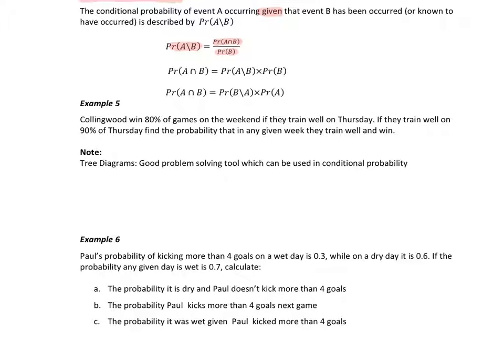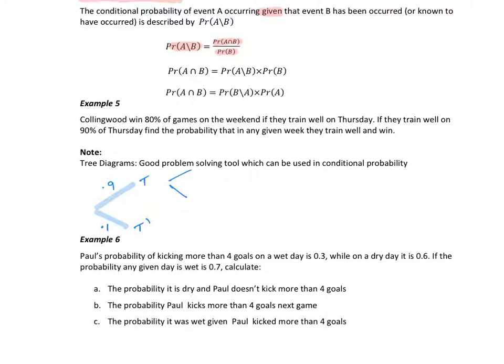So a couple of little examples here. Collingwood wins 80% of games on a weekend if they train well on Thursday. If they train well on 90% of Thursdays, find the probability. So they train well, don't train well. And it says they train well on 90% of Thursdays. So they train well 90% of the time, they train badly 10% of the time.